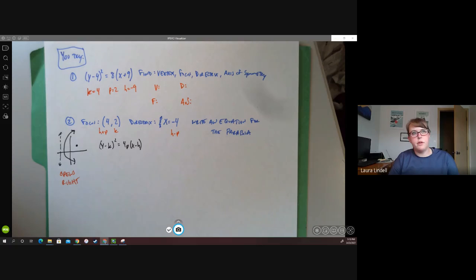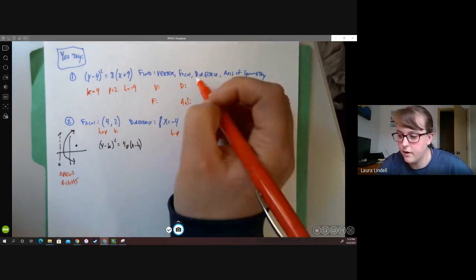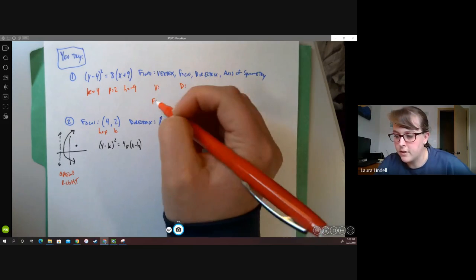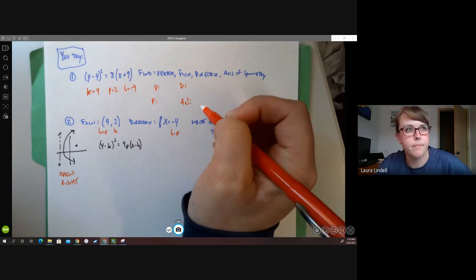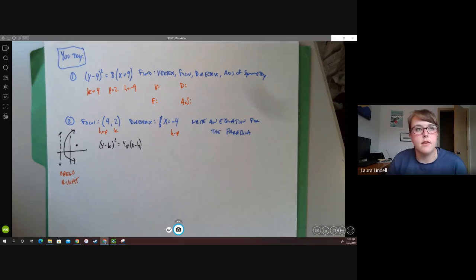Remember to let me know in the chat when you think you've got it. Focus is what I put, or is I just put that instead of writing out the word vertex, focus, directrix, and axis of symmetry. Oh, okay, no worries.